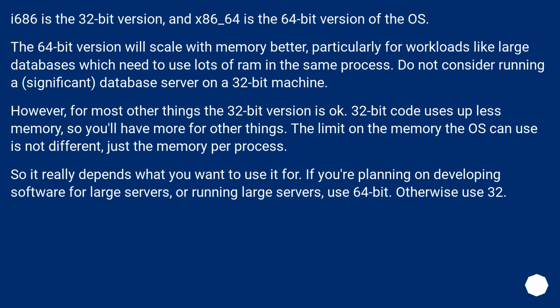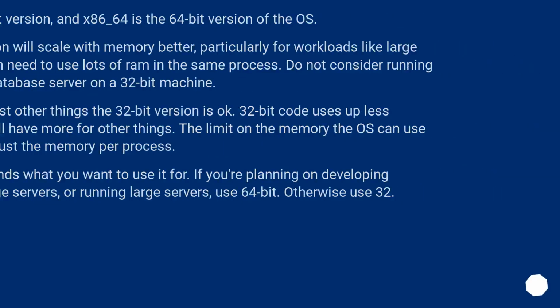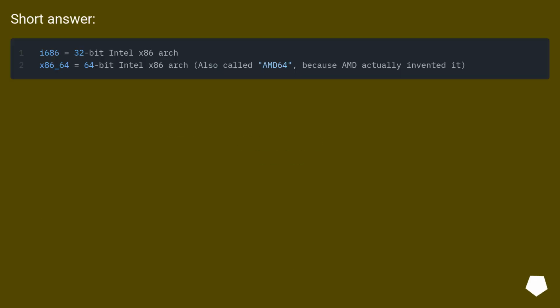However, for most other things the 32-bit version is okay. 32-bit code uses up less memory, so you'll have more for other things. The limit on the memory the OS can use is not different, just the memory per process. So it really depends what you want to use it for. If you're planning on developing software for large servers, or running large servers, use 64-bit. Otherwise use 32. Short answer.